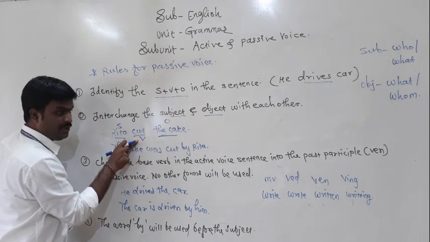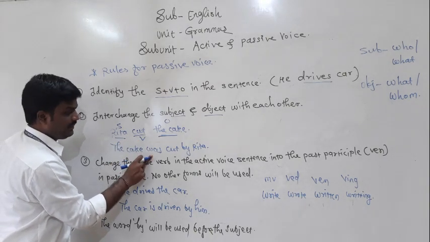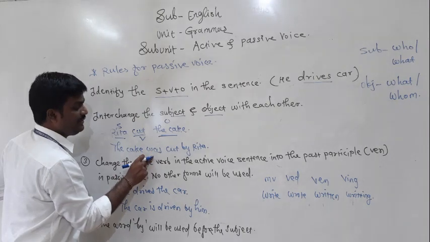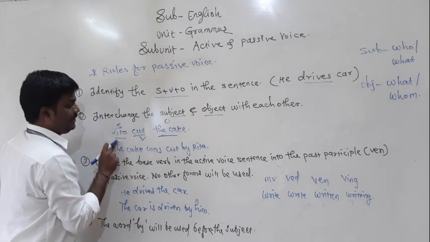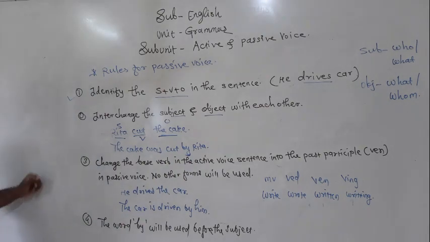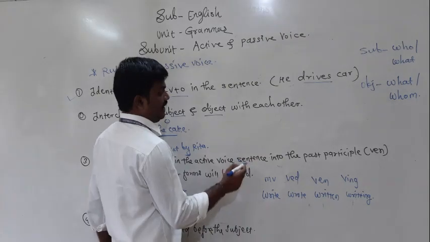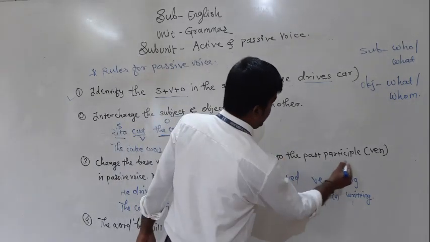The statement is having to go into past tense, simple past tense. So was or were will come. So here the suitable one is was, and so the cake was cut by Rita. This is your answer. Now change the base verb in active voice into the past participle, which is very important.